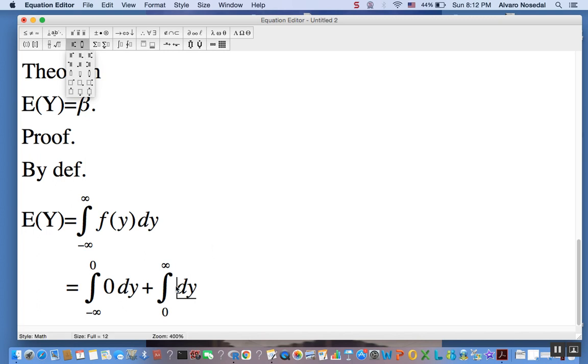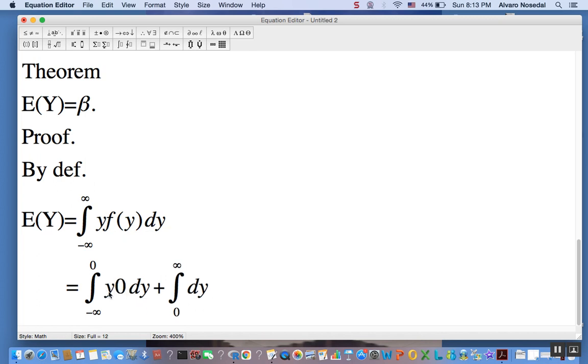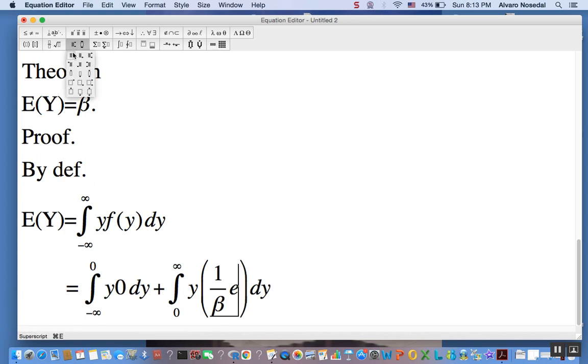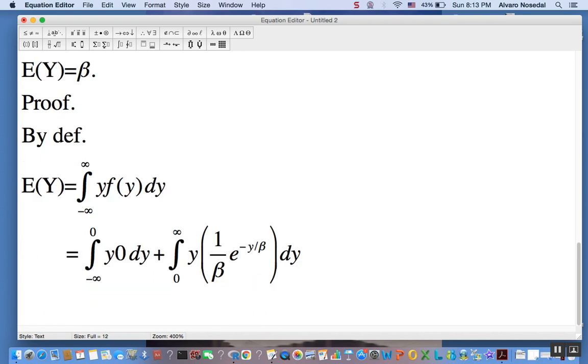Well, first it's the expected value, right? Oh, and I'm forgetting something here, right? Y times the PDF. So we will have here y times the PDF, 0. In that case we're going to have a 0, right? But in this case we have y times the PDF. The PDF here will be 1 over beta, e to the negative y divided by beta. Right? Okay. Nice. Now, no more typos, right?